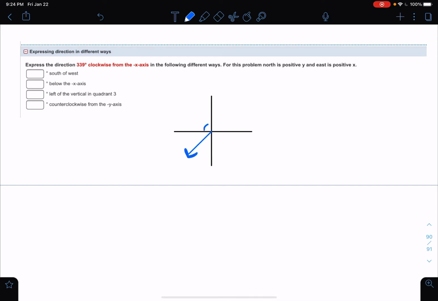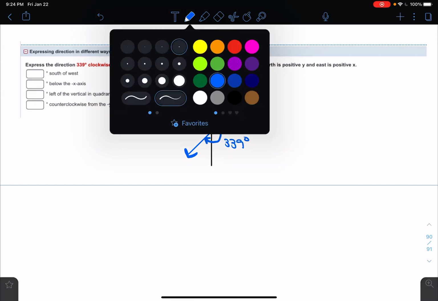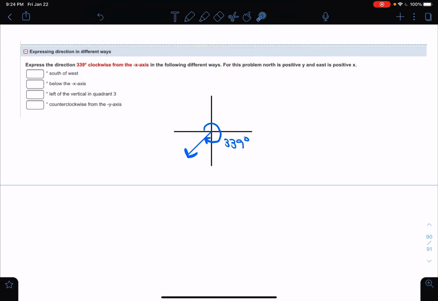And I know that this angle right there, that's 339 degrees. Now, right off the bat, it says south of west. I need to express the direction of this vector in terms of south of west. So there's north, east, west, south. Okay, so south of west, here's south, here's west. So that means I have to start at west and go south. So this is the angle that I need to find right here.